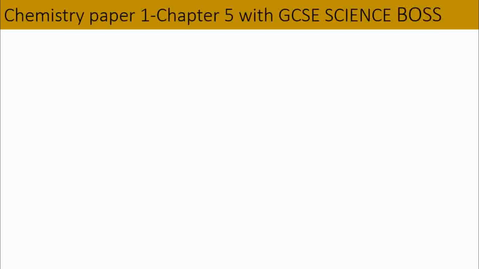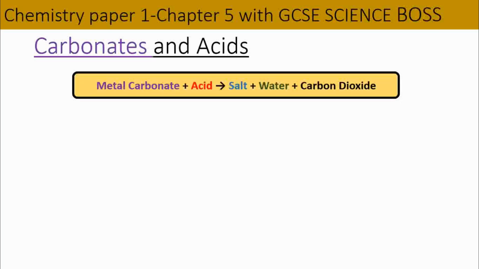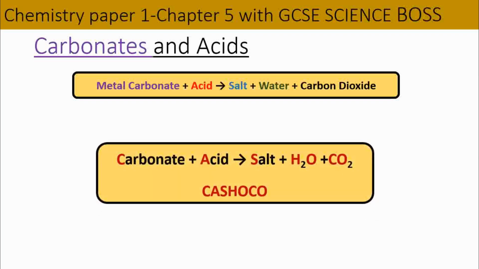Okay, good. Now, our next reaction is between carbonates and acids. Now, when you react a carbonate and an acid, it forms salt, water, and carbon dioxide. All right, you can use Kashoka to remember that. So, carbonate plus an acid forms salt, water, and carbon dioxide. Comment below, how do you test for this gas? So, let me know, how do we test for carbon dioxide gas if you know.